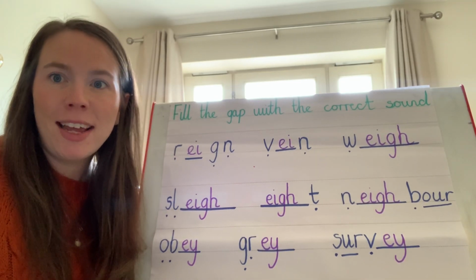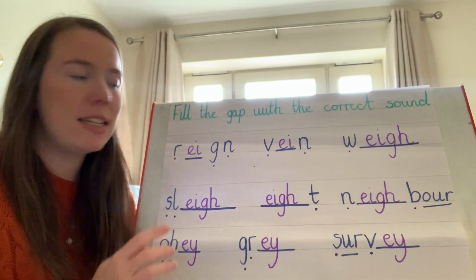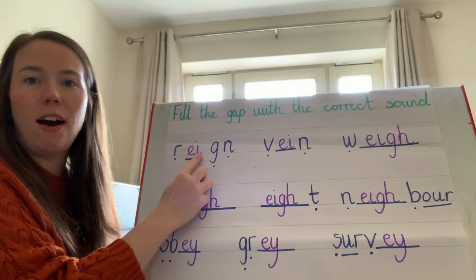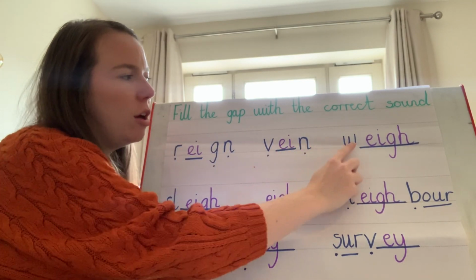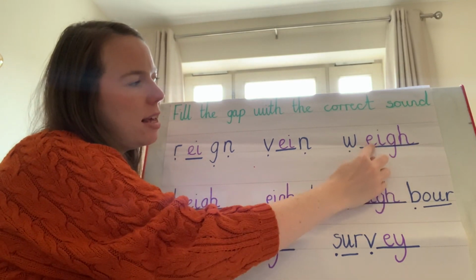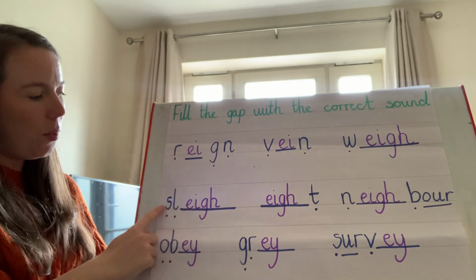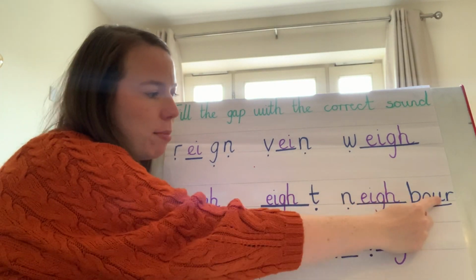Welcome back everyone. How did you get on? Let's take a look together to find out what sound we needed to fill each of our gaps. For rain we needed E-I. For vein we also needed E-I. For way we needed the E-I-G-H letters to come together to make the A sound. We needed that as well for sleigh, for eight and neighbour.